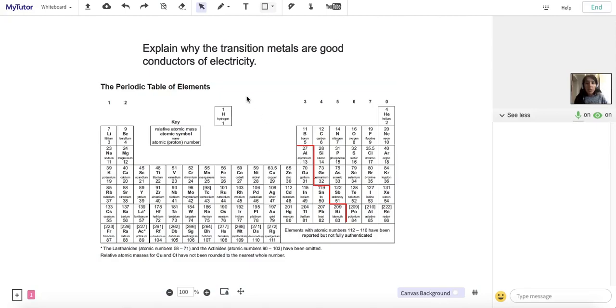Explain why the transition metals are good conductors of electricity. So to understand this question, we need to know where the transition metals are in the periodic table. If we have a look, they're between groups 2 and 3, so this big block in the middle. And we need to understand why they are good conductors of electricity.